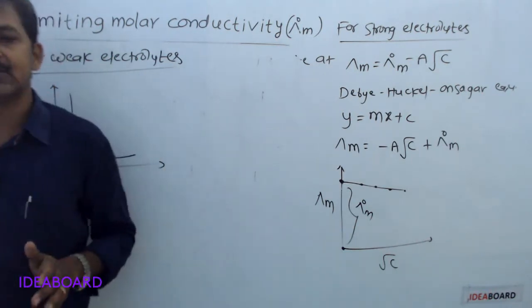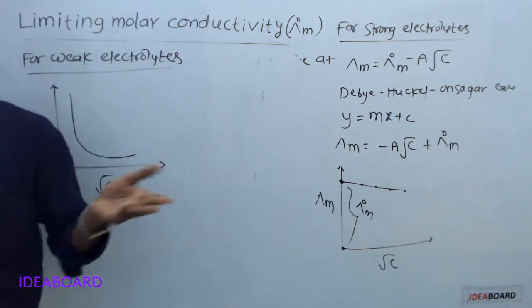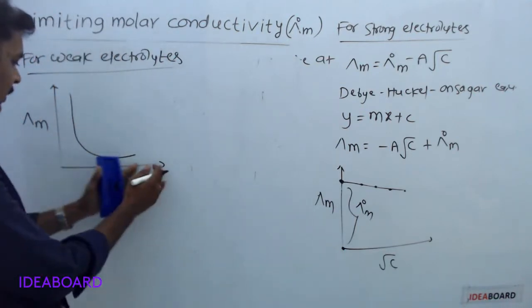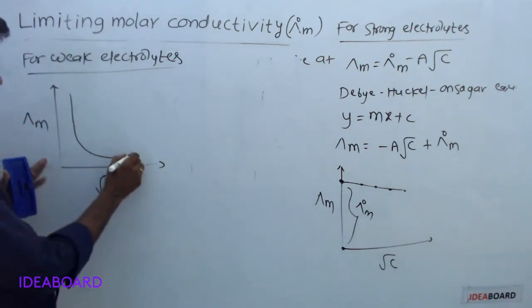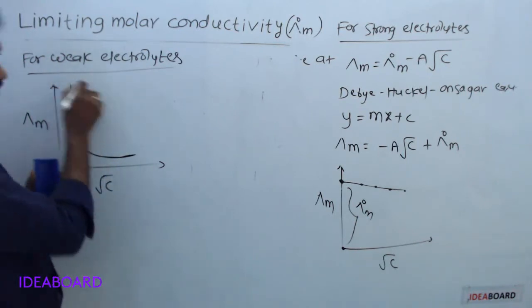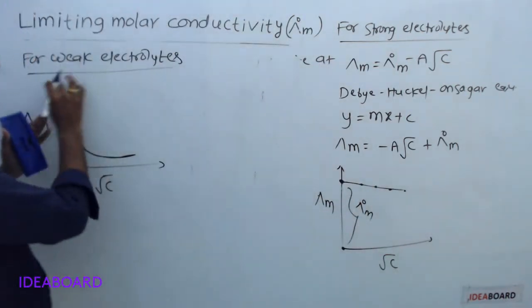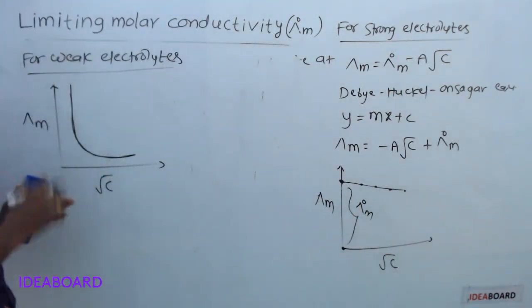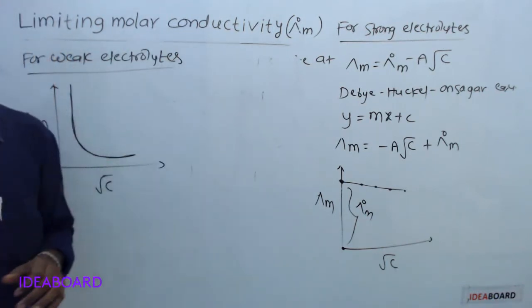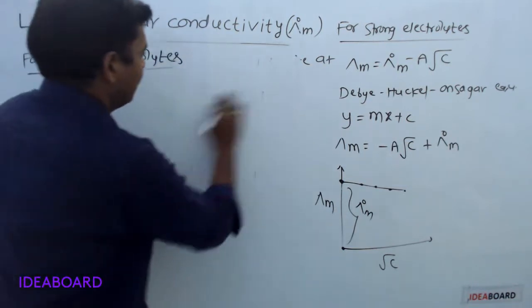As dilution increases, that is, as concentration decreases, as root of concentration decreases, molar conductivity increases. But that increase is very high for weak electrolytes. Here, for strong electrolytes, it also increases, but the increase is very small. Why is the increase in molar conductivity large in case of weak electrolytes on dilution?